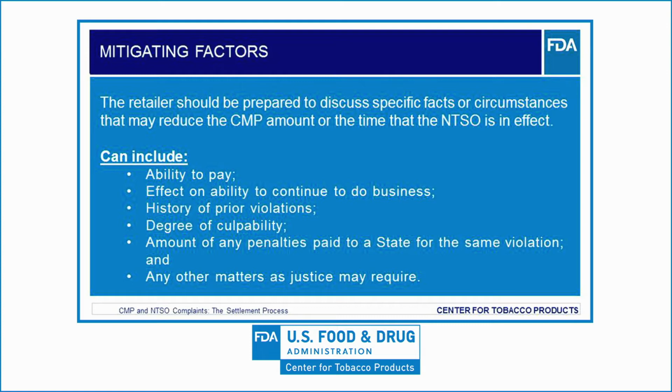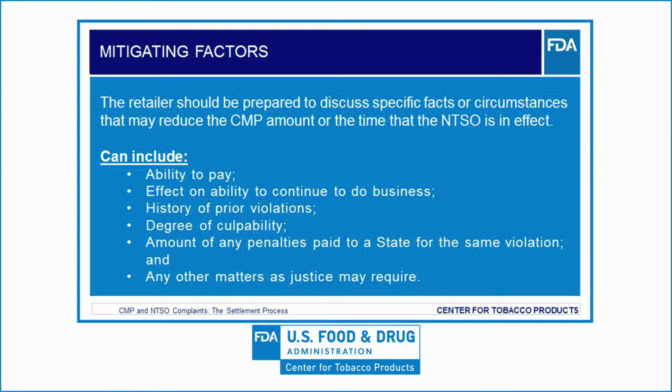the hearing. The ability to pay the penalty. This may include, but is not limited to, information related to income, assets, and information about revenue from tobacco sales. The effect the proposed penalty has on the retail establishment's ability to continue to do business. The history of prior violations at the establishment. The degree of culpability. As the owner of the retail establishment, you are responsible for the actions of your employees.